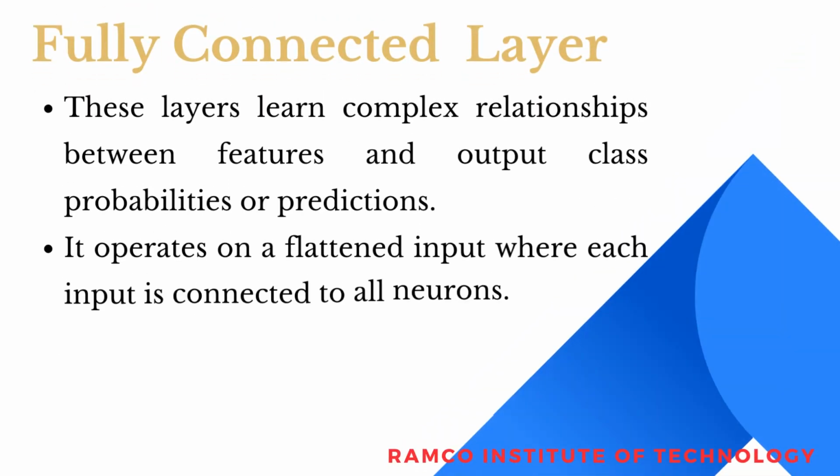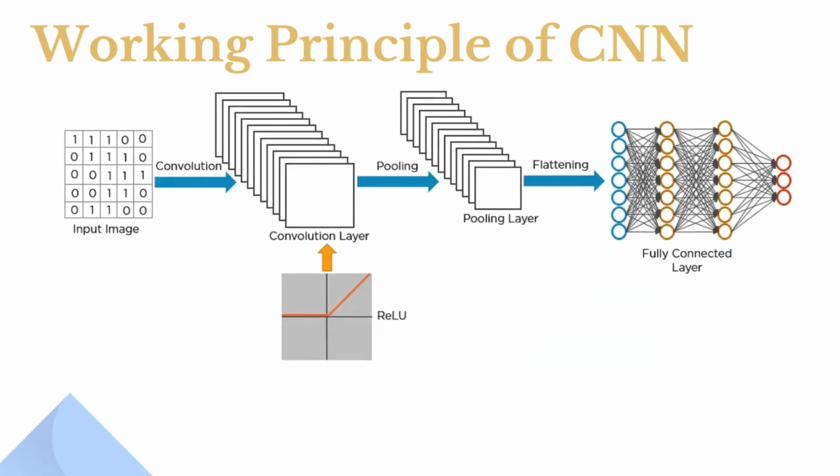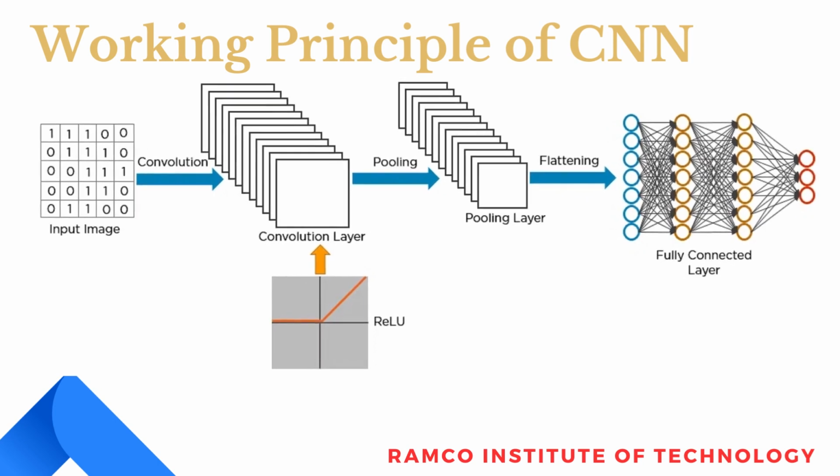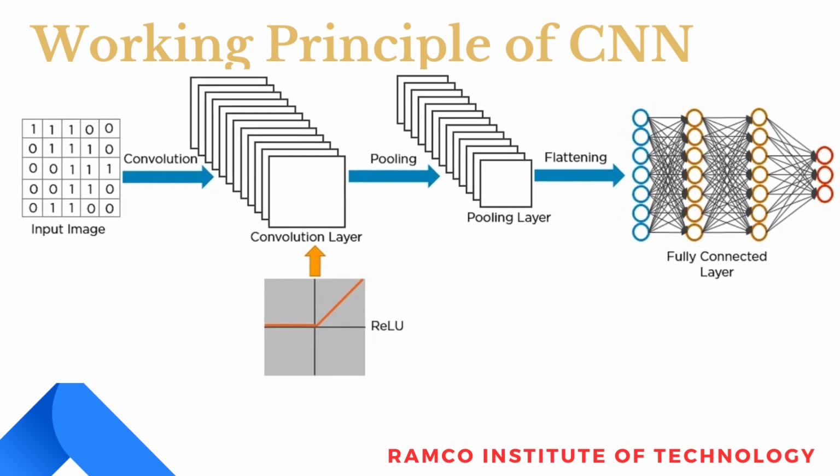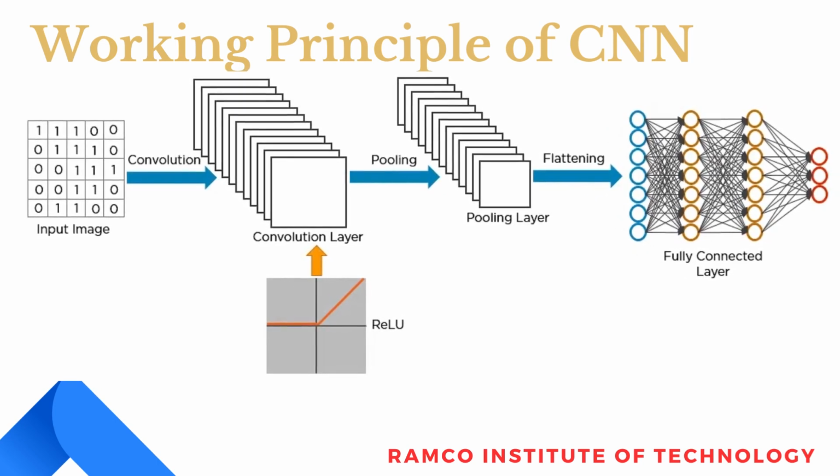Next layer is the fully connected layers. The output of the last pooling layer is flattened and connected to one or more fully connected layers. So these layers learn complex relationships between features and the output class probabilities. This is the basic working principle of CNN.